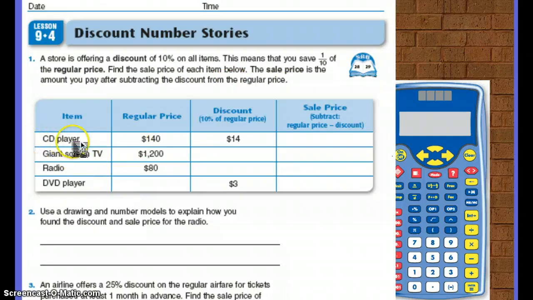So notice on the CD player, they said that it was originally $140. If I move that decimal point in to come up with that 10%, I come up with $14. So that's my first step. Notice my discount here, it even agrees with me, it says $14. Now I need to take the $140 minus the $14 to come up with what I'm actually going to pay, which is going to be $126.